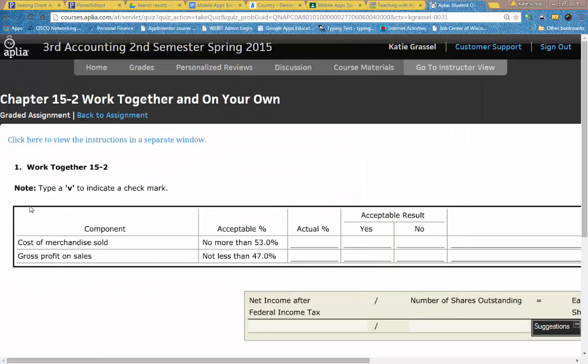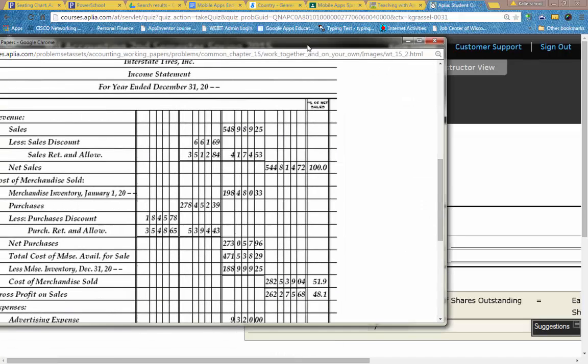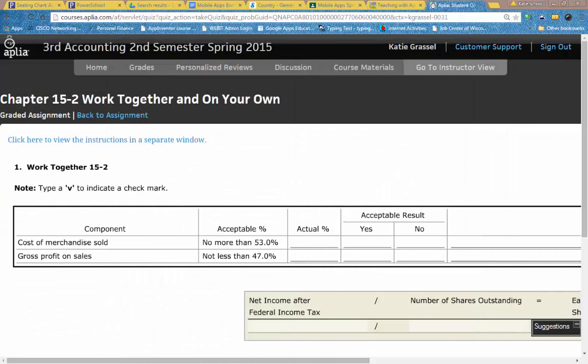Okay? So cost of merchandise sold, right here, this business said no more than 53. What is our actual component percentage? Look on your directions, scroll down, you'll find it, and just plug in that number, 51.9, would you agree? Okay. So is it acceptable or not? Because it is not more than 53, I'm going to go ahead and mark here that it is acceptable. Oh, I'm supposed to do a B. Sorry.